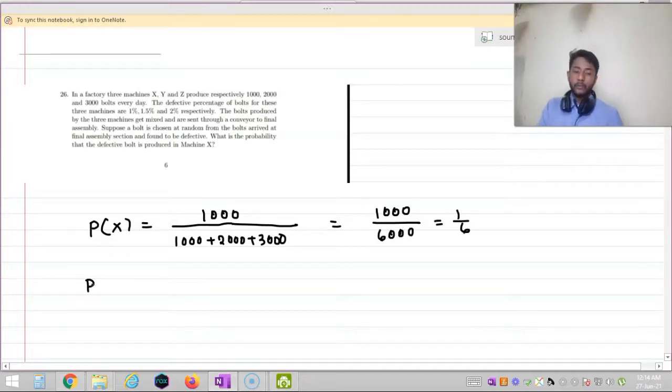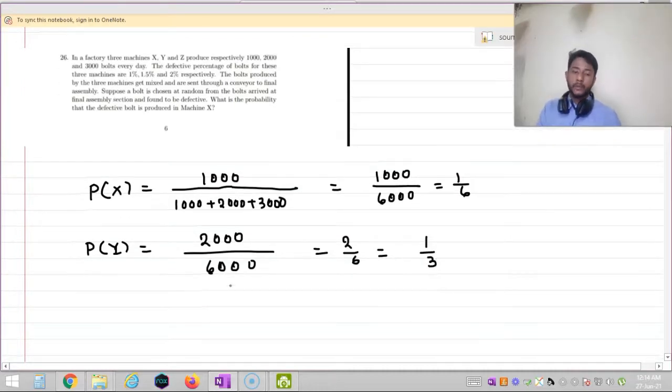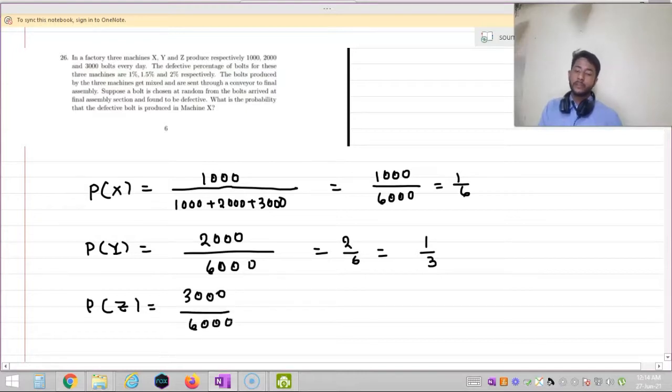Now probability of Y. Y produces 2000 bolts, so 2000 by 6000, which is 2 by 6, equal to 1 by 3. Now probability of Z is equal to 3000 by 6000, which is equal to 1 by 2.